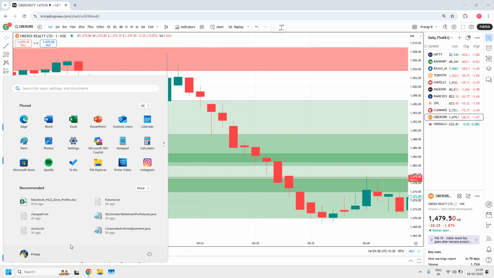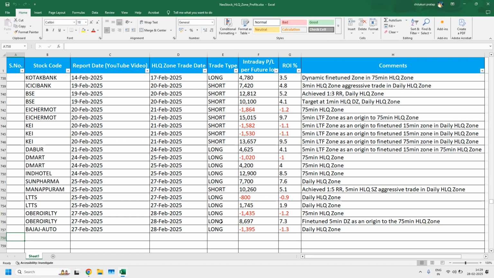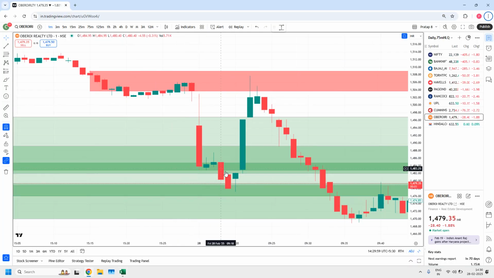Oberoi Realty, let me check. Oberoi Realty has given 1,435 rupees loss, which is equivalent to 1.2% negative ROI. The first trade, and after that this is violated.